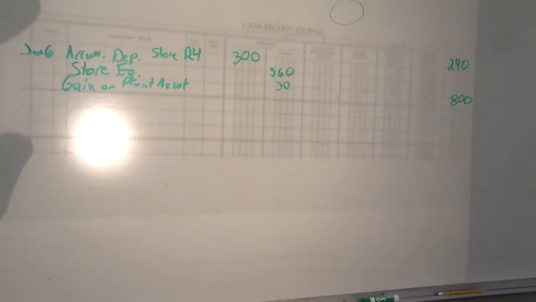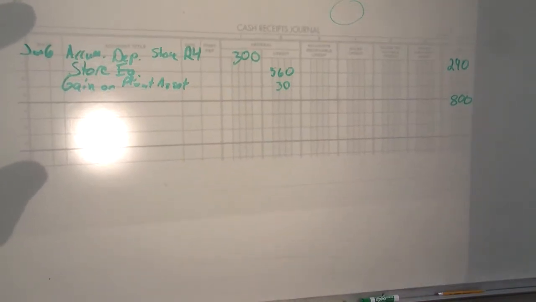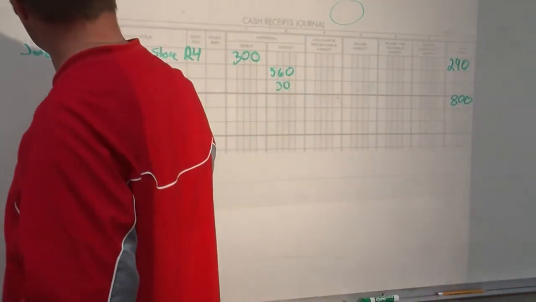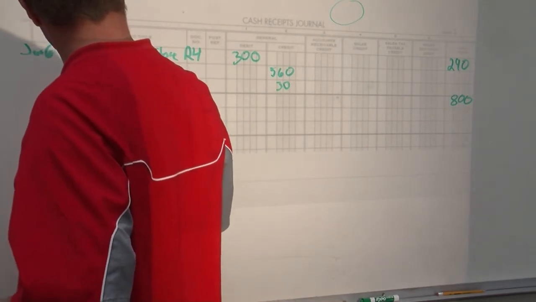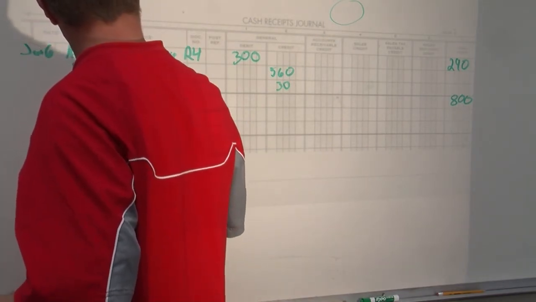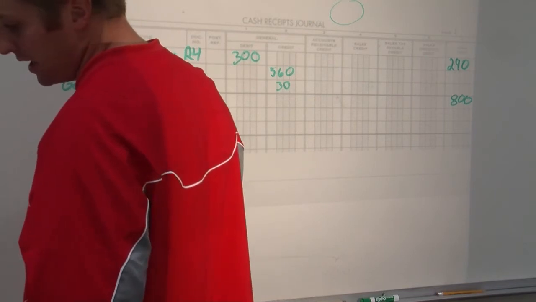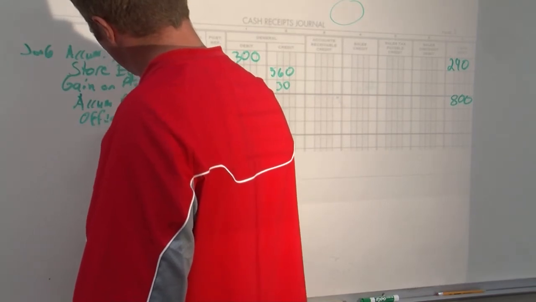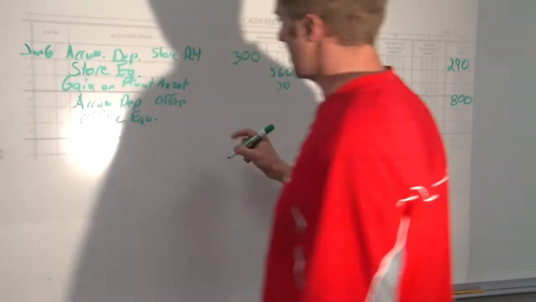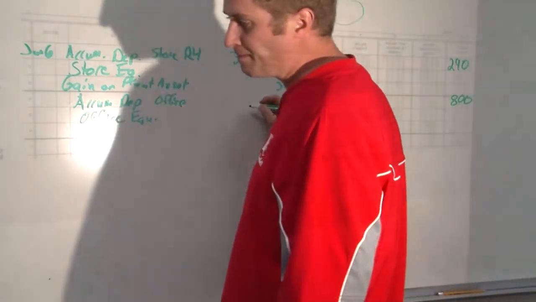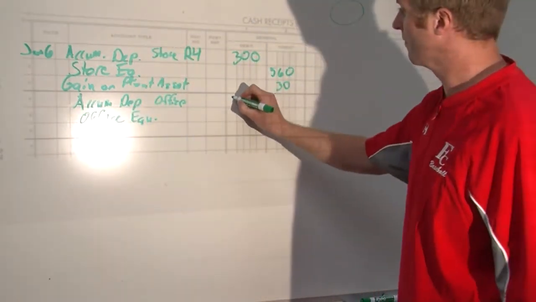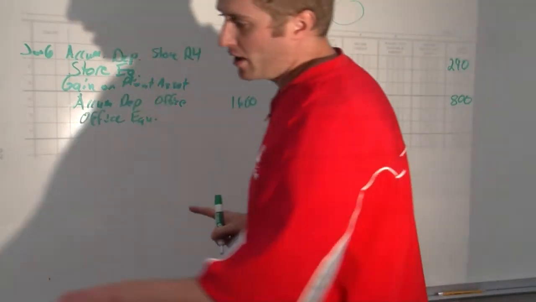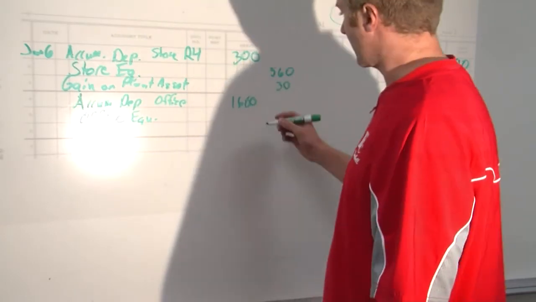So if I come back here, okay, again we're going to be accumulated depreciation office. Okay, office equipment is going to be the next one. Okay, remember the accumulated depreciation was $1,600. Okay, we sold it for $800. Okay, we bought the equipment for $2,775.